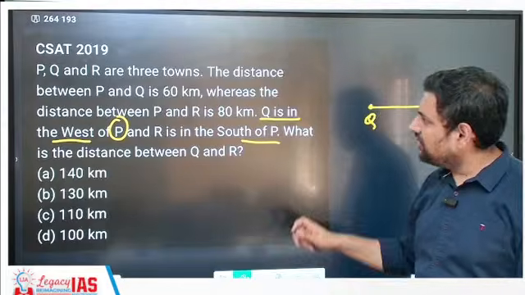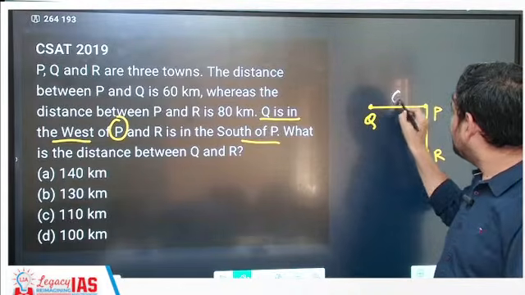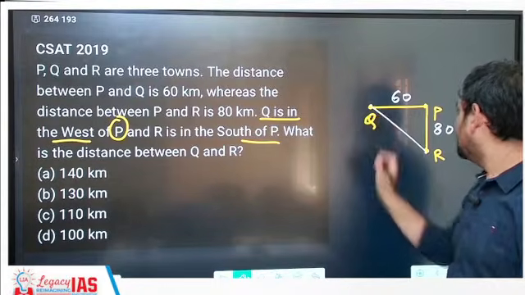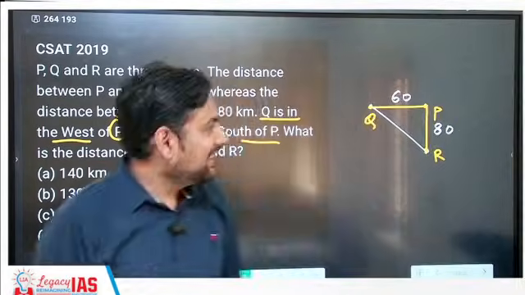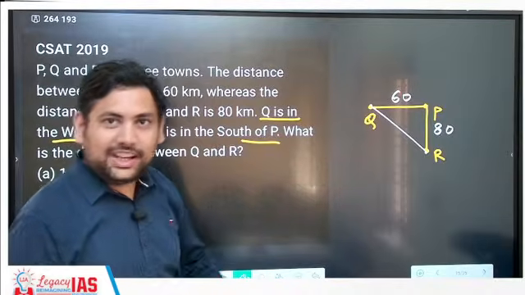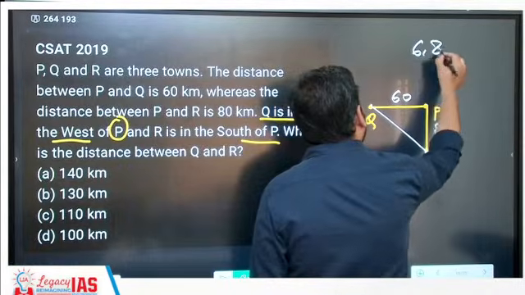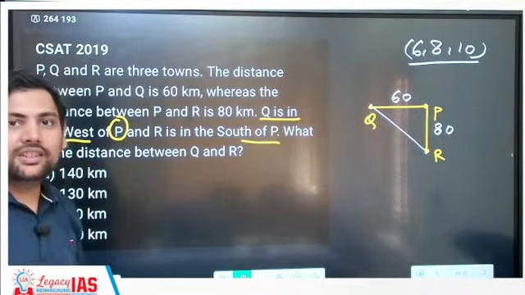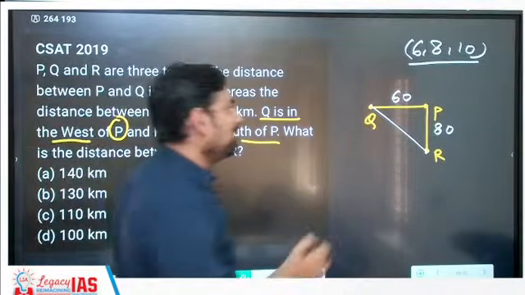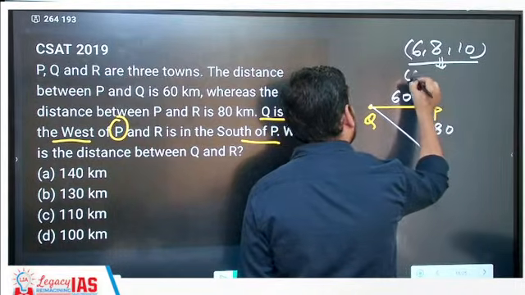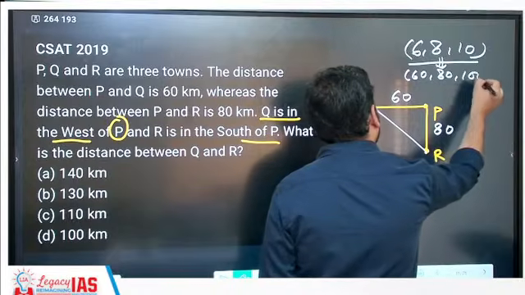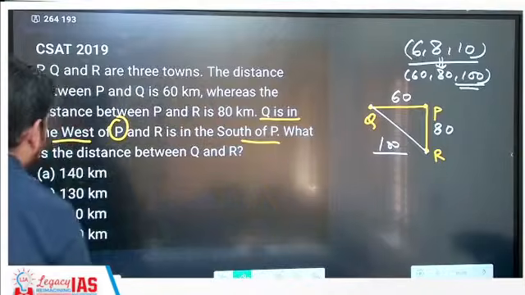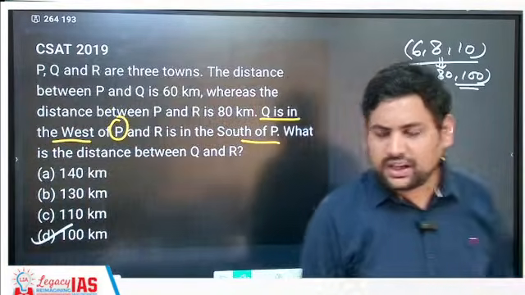Then what is the distance between Q and R? Now some distances are given to you. The distance between P and Q is 60. The distance between P and R is 80. Now it is asking you this distance. What will it be? You may not know 60, 80, but you must remember 6, 8, 10. This is a Pythagorean triplet. So just add a zero in all of them. It becomes 60, 80, 100. So that's why the answer is 100 kilometer, the distance between Q and R.